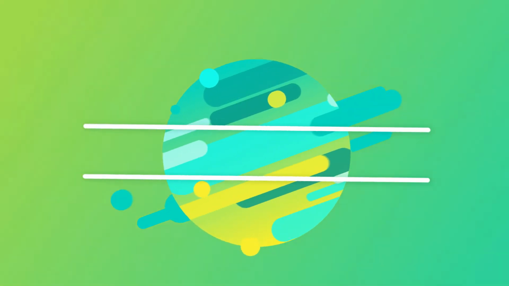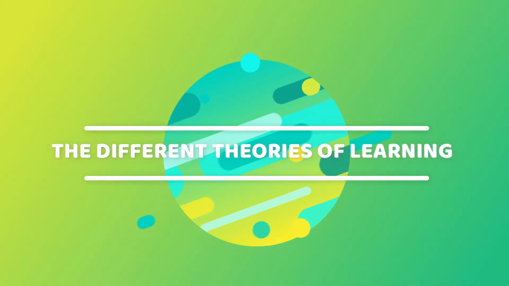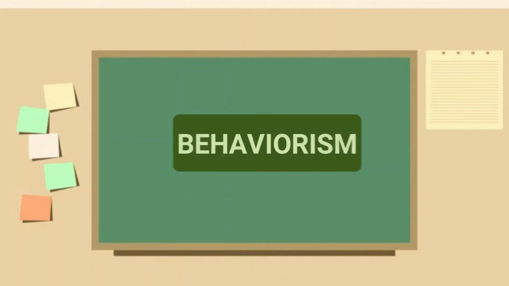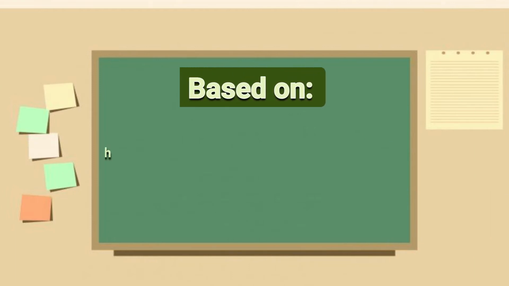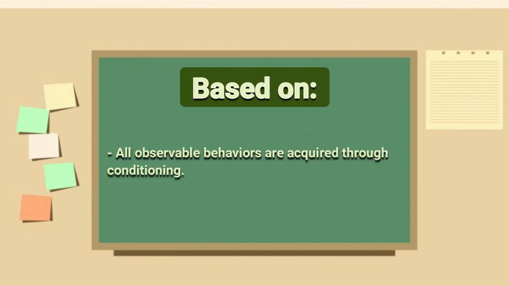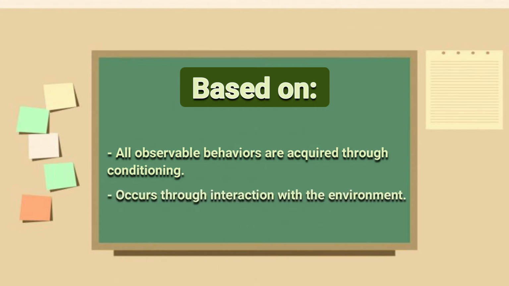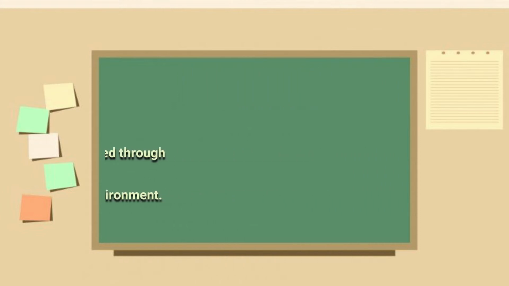In this presentation, we are going to review the different theories of learning and their contributors. In first place, we have behaviorism. Behaviorism is a theory of learning based on the idea that all observable behaviors are acquired through conditioning, and this occurs through interaction with the environment.